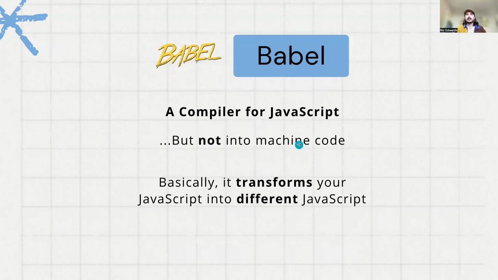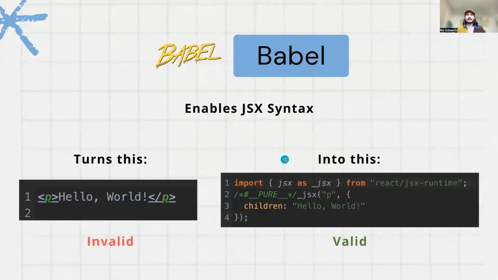Babel. Babel is a compiler for JavaScript, but it doesn't compile your JavaScript into machine code like Node does. It compiles it into different JavaScript. So if you have some JavaScript you want to turn into a different type of JavaScript, use Babel. There are different types and versions of JavaScript.